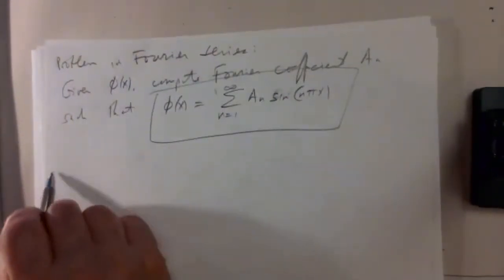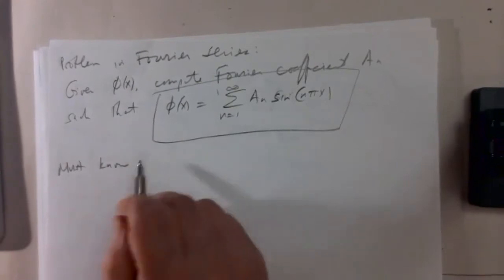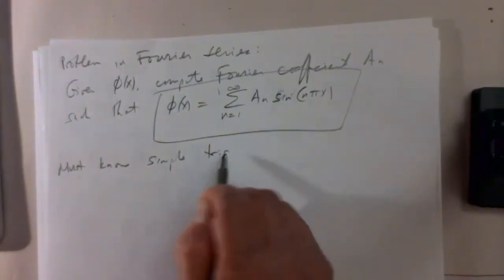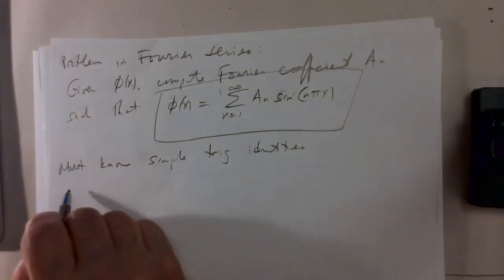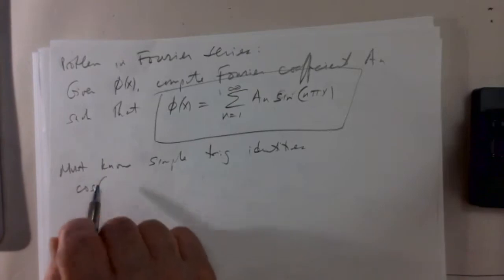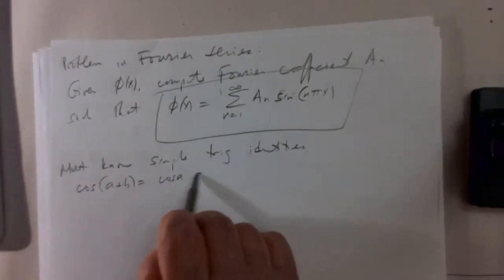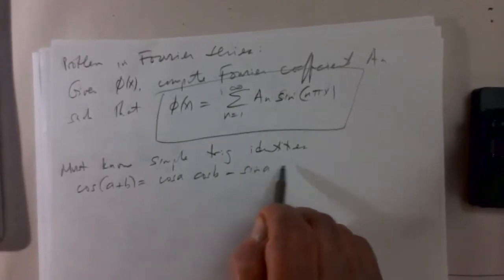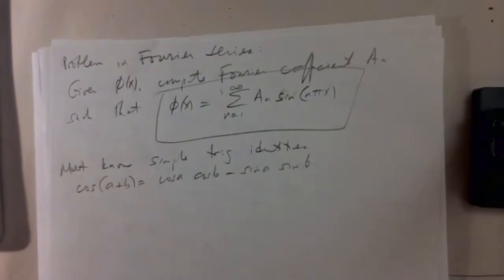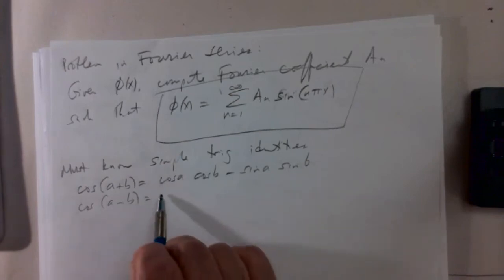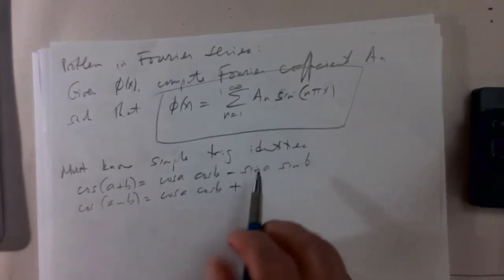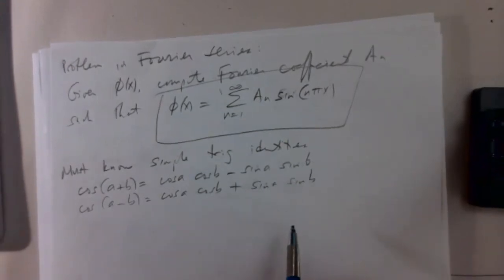So you must know simple trig identities. In particular, there is the addition formula for the cosine. Cosine of a plus b is cosine a cosine b minus sine a sine b. That's the addition formula for the cosine. And the cosine of a minus b is cosine a cosine b plus sine a sine b.